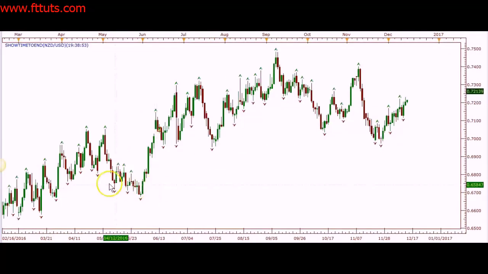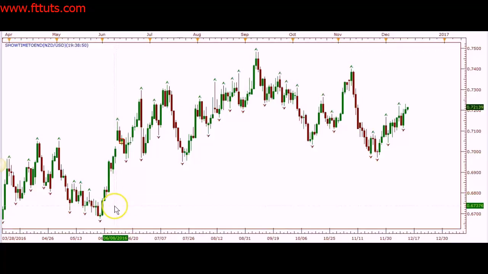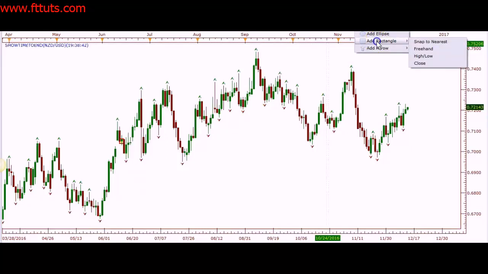So when I'm looking at this chart, I'm going to go to a level and I'm going to draw, this is going to be the first demand level. And you could have multiple zones, and you normally want to make them different colors.